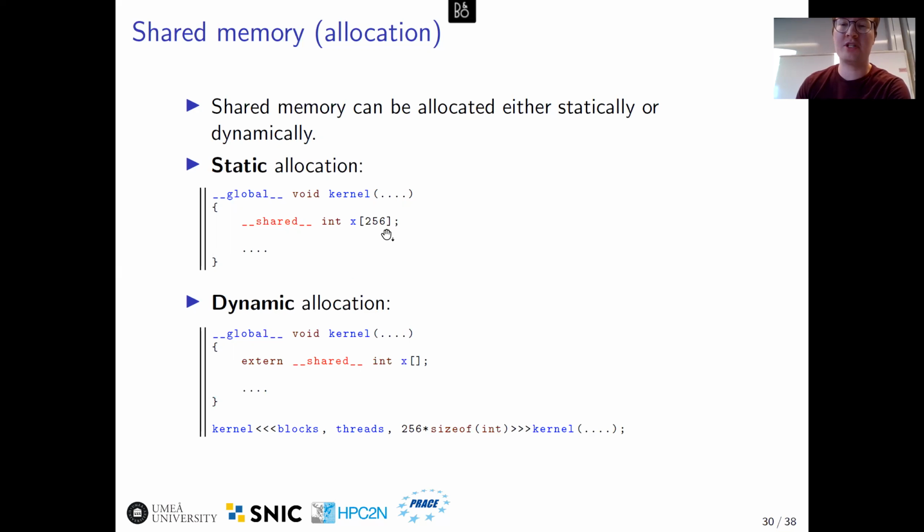So remember, this shared memory is shared among the threads that belong to the same thread block. If you have 2 threads in different thread blocks, they will actually have a different array X. They cannot access each other's shared memory.